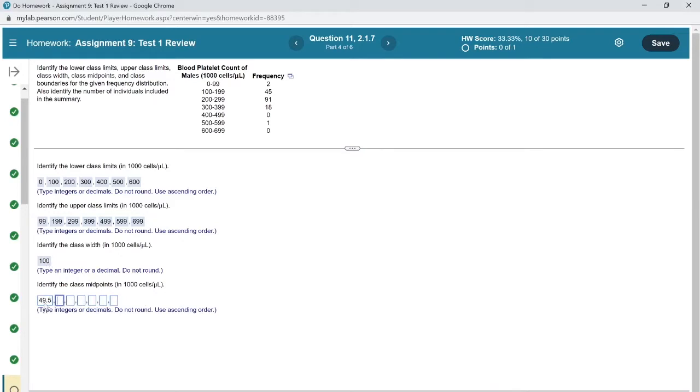So 100 plus 49.5, which is 149.5. Just add 100 to the previous midpoint to get the next midpoint. So 249.5, 349.5, 449.5, 549.5 and 649.5.